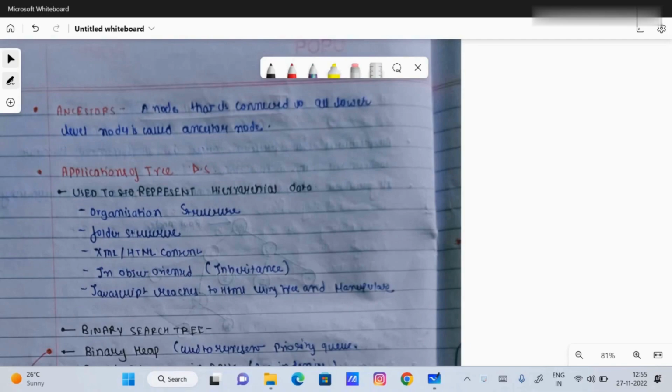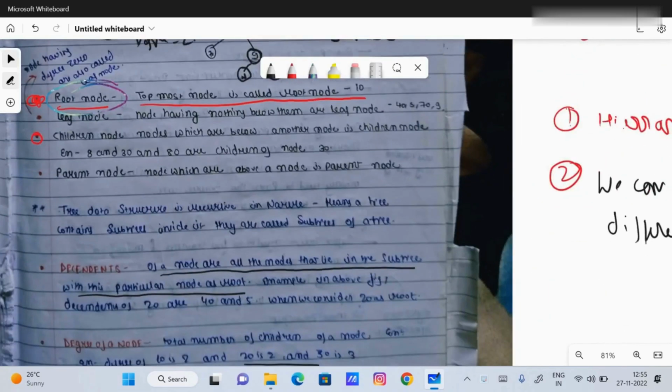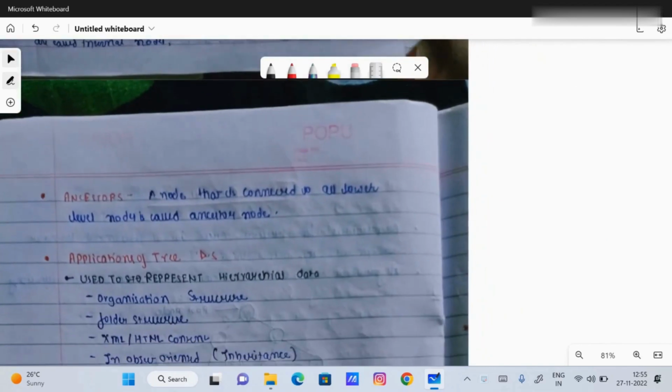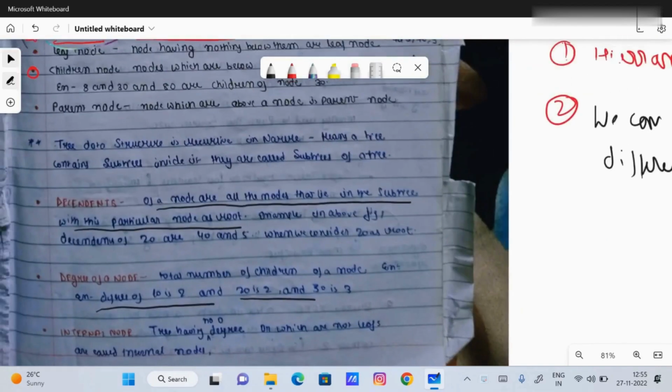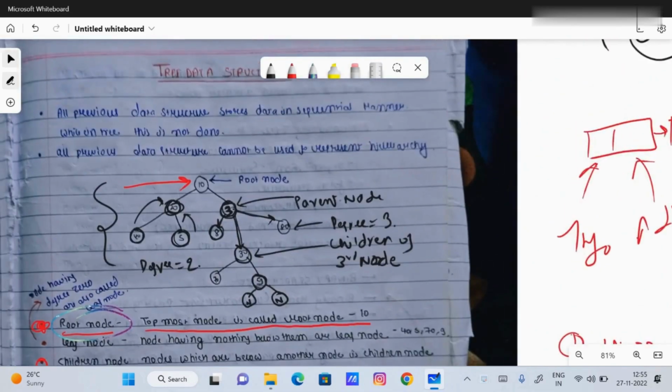Let's begin with a new topic. In this lecture we will be talking about the applications of tree data structure. Previously we have discussed some of the definitions that are useful in tree data structures, and in this lecture I will be going to discuss the applications of tree data structure. But before moving into the topic, let's get some revision of the previous one.